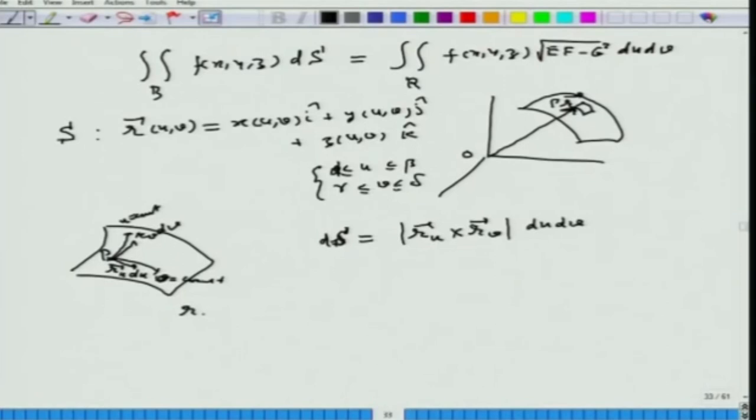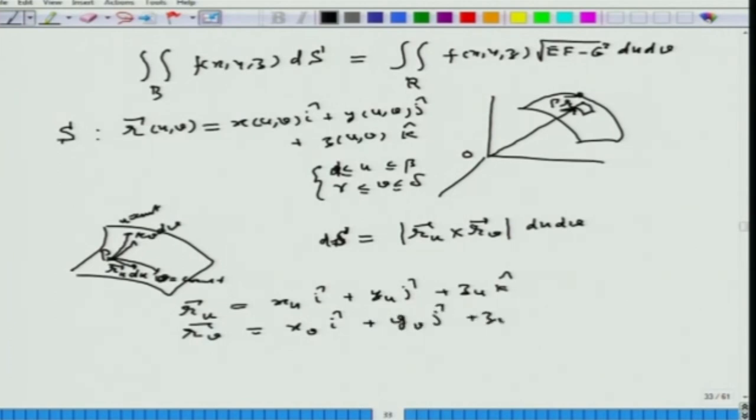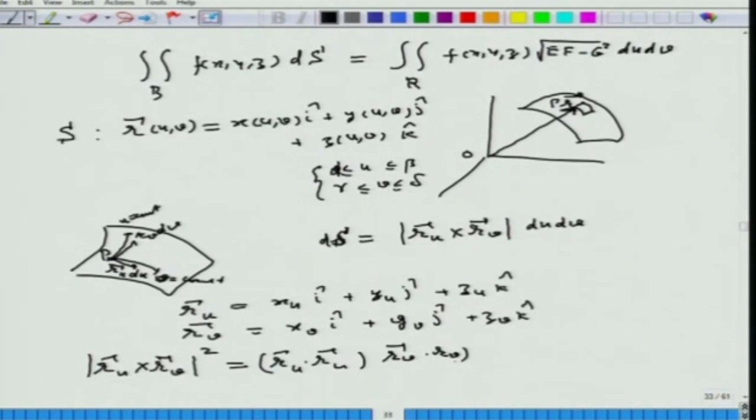We know that the area of the parallelogram formed by A and B is given by the absolute value of the cross product. And so, here if we calculate R_u, that is x_u i plus y_u j plus z_u k. Similarly, R_v is x_v i plus y_v j plus z_v k. And so, for R_u cross R_v, we use this formula: its square will be equal to (R_u · R_u)(R_v · R_v) minus (R_u · R_v) squared.